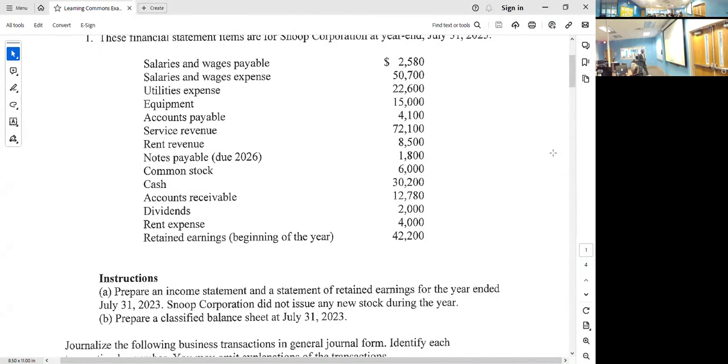If I'm looking at salaries and wages payable, what type of account is that? It's a liability, absolutely. Those are things we have to know. So how would I increase a liability, with a debit or credit? Credit, absolutely. Now expenses: how do you increase expenses? Debit. Expenses are increased with a debit.